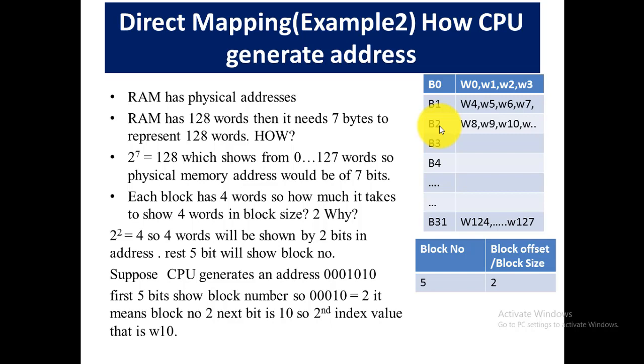The next question is how the CPU generates the address of cache memory, and how it reads data and instructions from the cache memory. The concept is the same, but there is a change. In RAM there are two parts of the physical address, that is block number and block offset. But when the CPU reads data from the cache memory, the block offset will remain the same as 2 bits, but the block number will be further split into two parts. What are these two parts? Let's understand it.